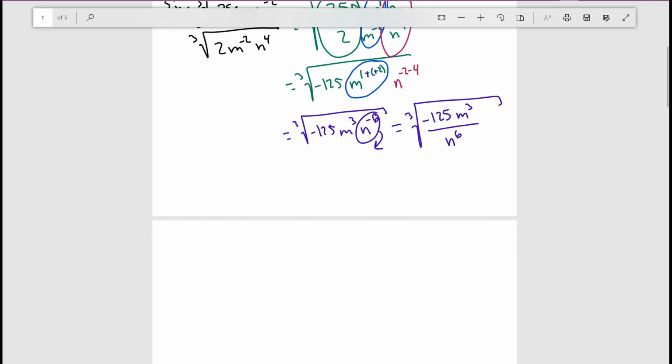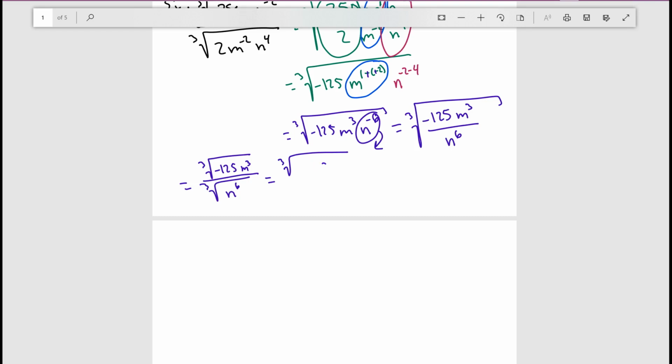All we have to do now is take the cube root of all of these things. So you're going to take the cube root of negative 125 m to the power of 3 divided by the cube root of n to the power of 6. The top part, 125, is basically 25 times 5. So that's just going to be negative 5 times 5 times 5. Whoops, messed that up.